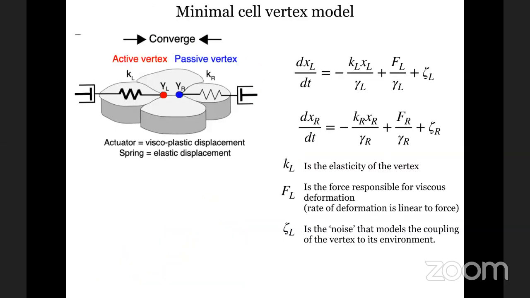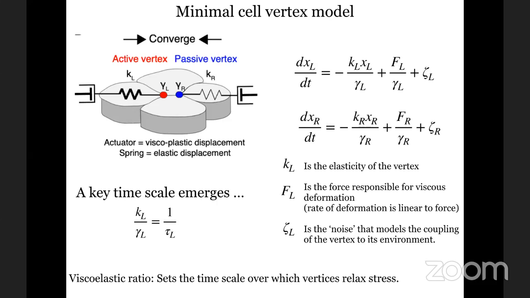Next we built a model in order to understand and predict how this behavior comes about. In this model, the vertices are shown, with the active vertex as a red blob and the passive vertex as a blue blob. We think of the movement of these vertices as being driven by a piston, which is attached to a spring. The stiffness of this spring is given by KL, and the stiffness of this spring is given by KR. One can then write down the equations of motion for the positions of the left and right vertices, depending on the spring, and then a force term capturing the effect of this piston.